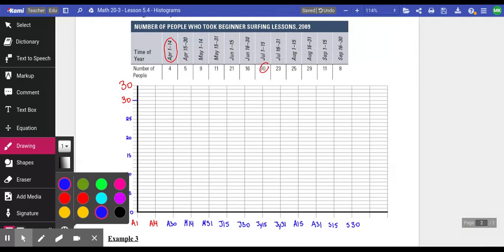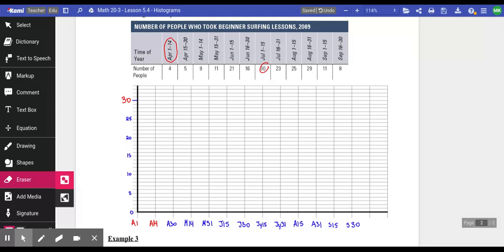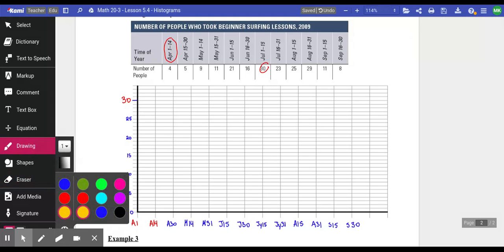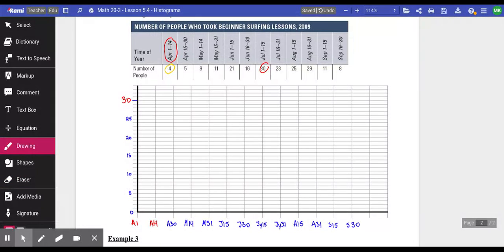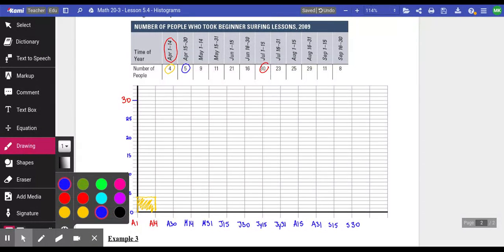So we always got to take that time to set up those edges, right? To fill this in, it says there were 4 people from April 1st to 14th. So that means from the 1st to the 14th, there were 4 people. Next one. 5 people. So it goes from there to there. The next one is 9 people. So it would go up to here and over.